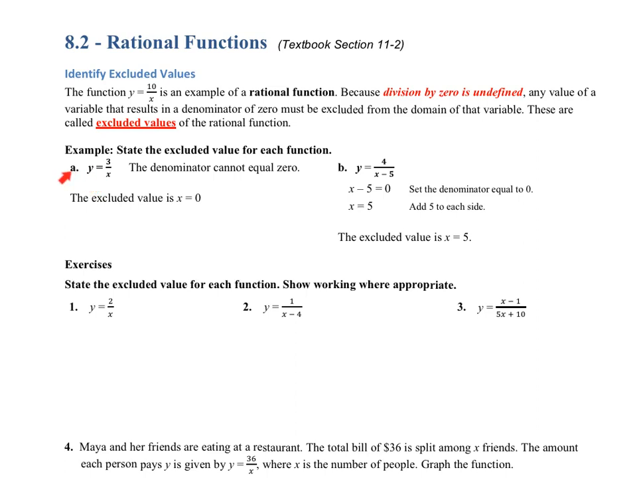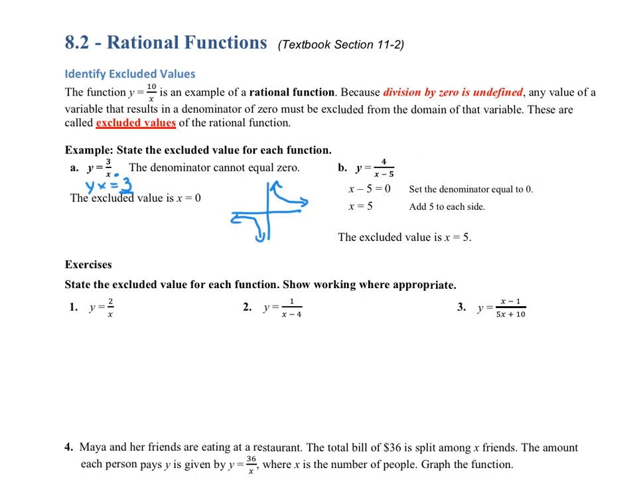Okay, so for example, in letter A here, when I'm looking for my excluded value, I'm just saying, well, what makes the denominator 0? And in this case, 0 makes the denominator 0. So if I was to look at a quick little graph of what's going on here, okay, from what we were talking about before, if I take this x and multiply both sides by x, I've got this, don't I? So this is kind of an inverse variation question with a positive number here. I know I'm getting this picture.